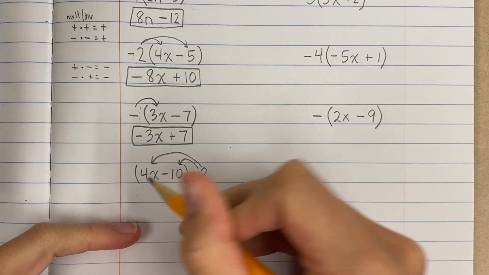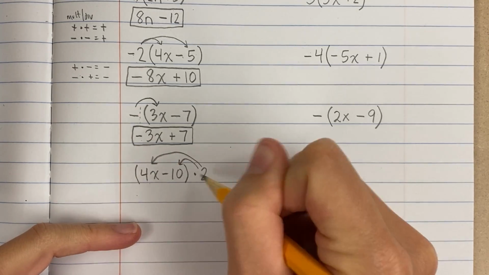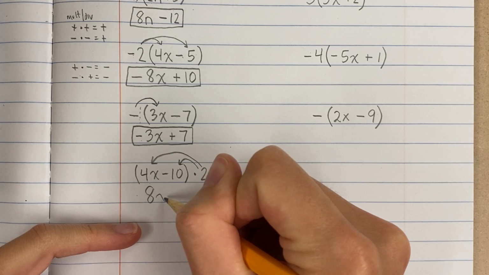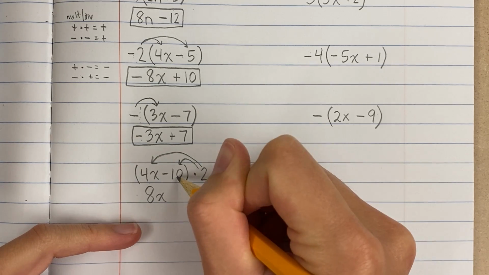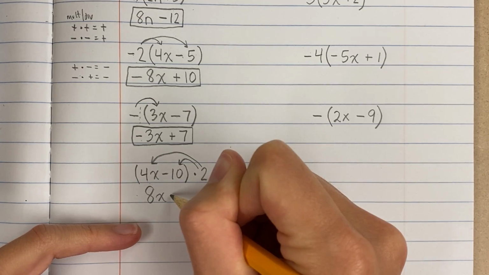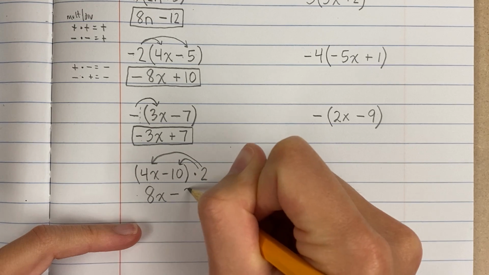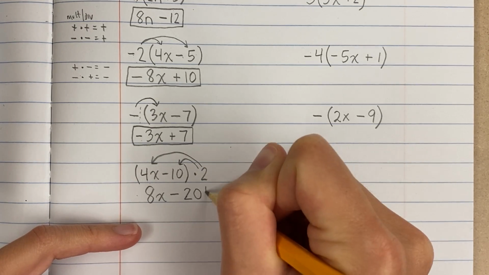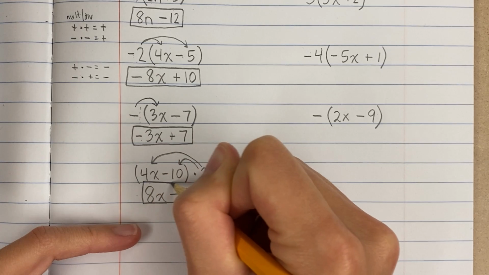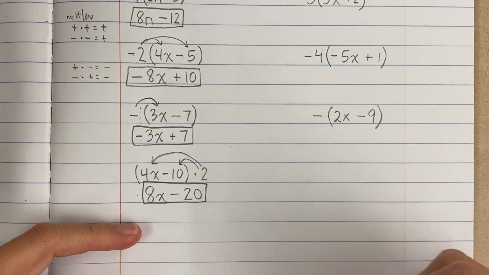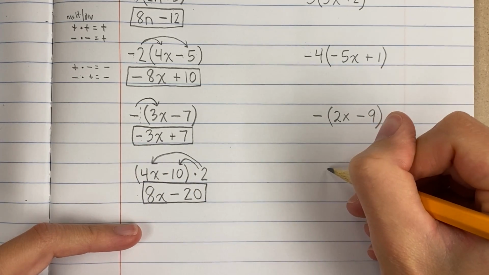Okay, so 2 times 4, positive times positive is positive. 2 times 4 is 8. Here, 2 times negative 10, so that's positive times negative is negative, and 2 times 10 is 20. Okay, and here is your last practice problem.